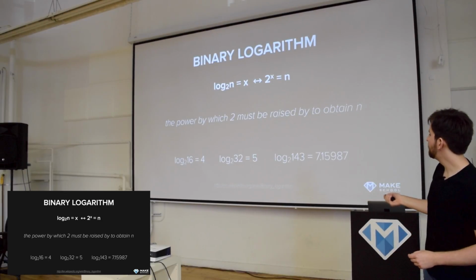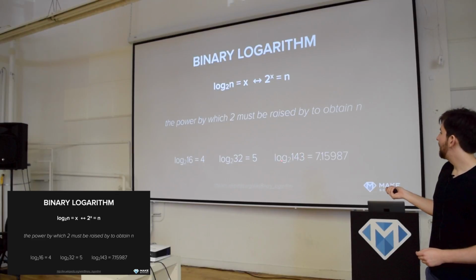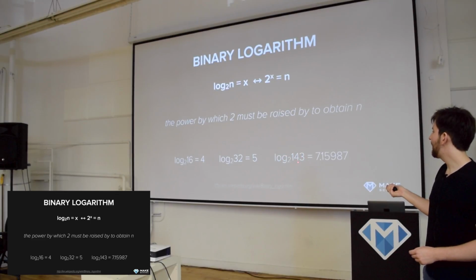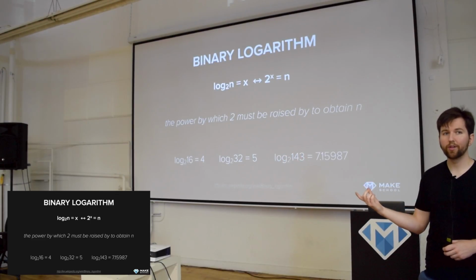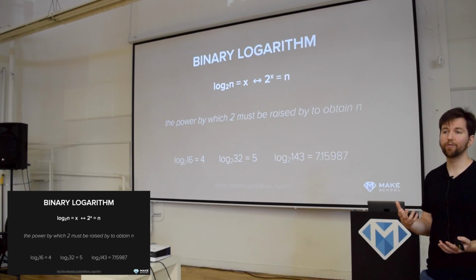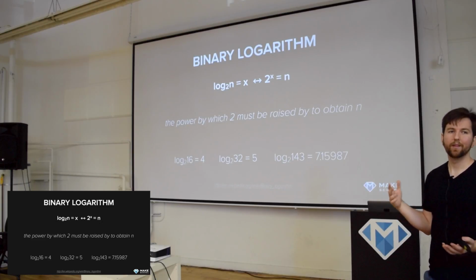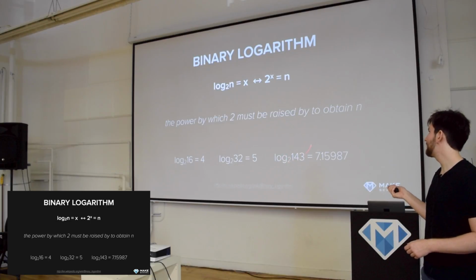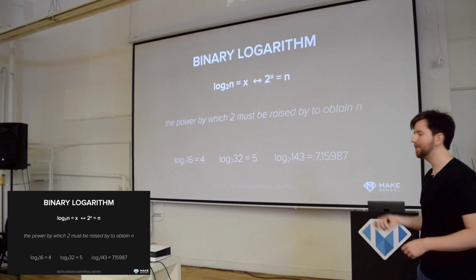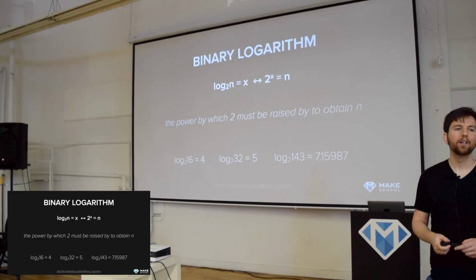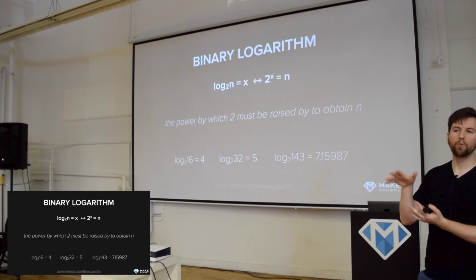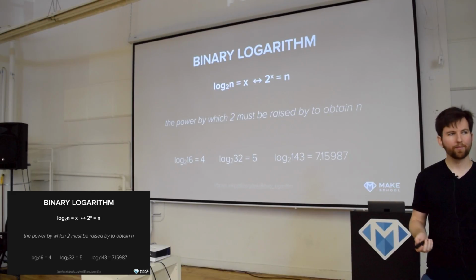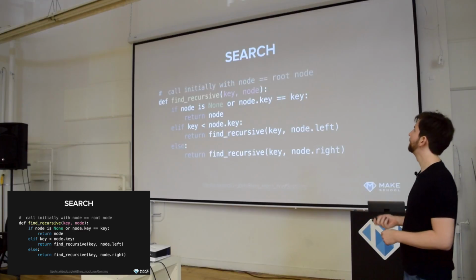So if we look at these numbers here, a linear amount of time on 143 is 143. A constant amount of time on 143 is something like 1. It's always the same. But the binary logarithm amount of time on something like 143 is 7 and some decimal. So 7 is much, much smaller than 143. And we'll look at this a little bit more later also.